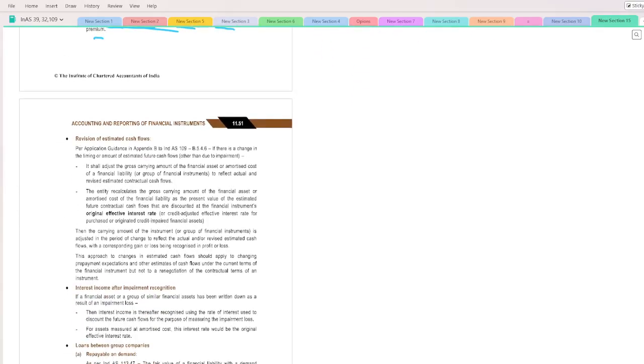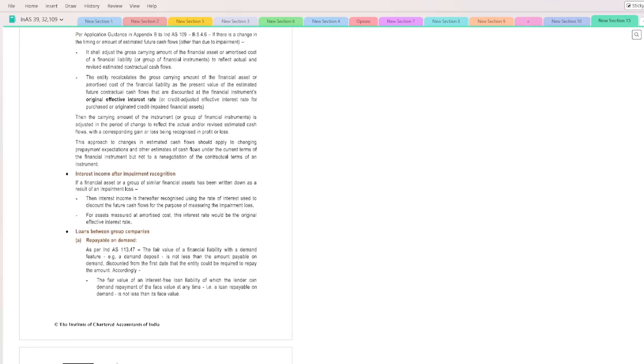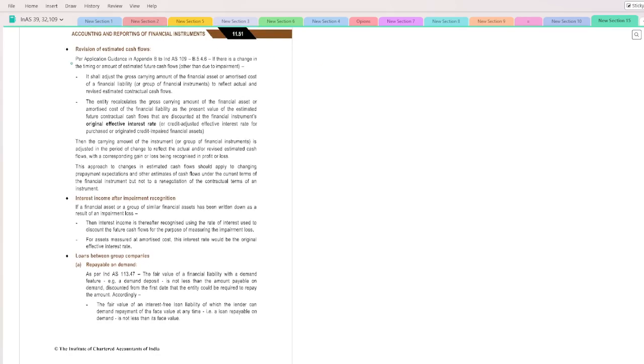So in the special transaction, it is taking the small thing, the floating rate, then if there is a revision of the estimated cash flow, like the prepayment option, all those things. Like here it is said, revision of the estimated cash flow. As per the guidance in Appendix B to Ind AS 109, if there is a change in the timing or the amount of the estimated future cash flow other than due to impairment, other than due to impairment, just keep this in mind.